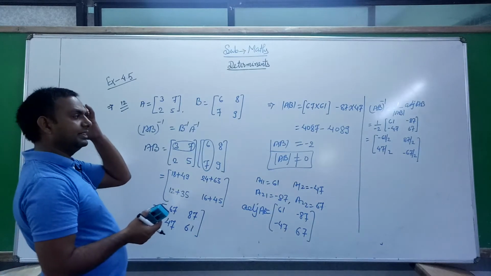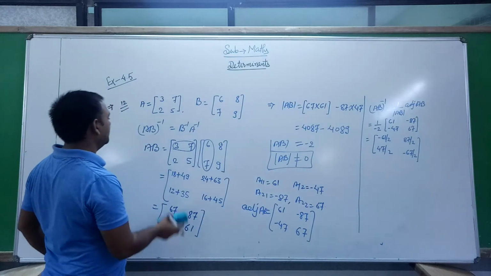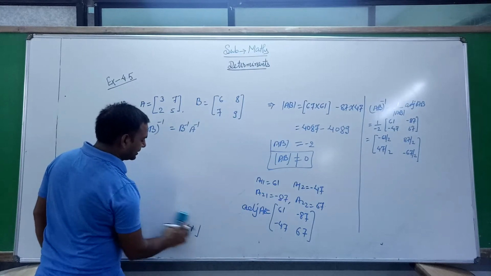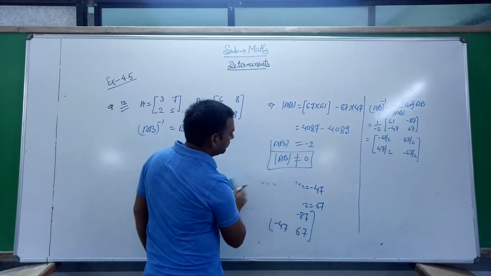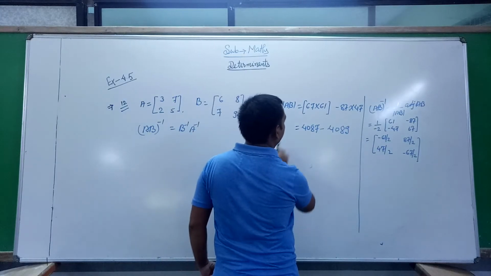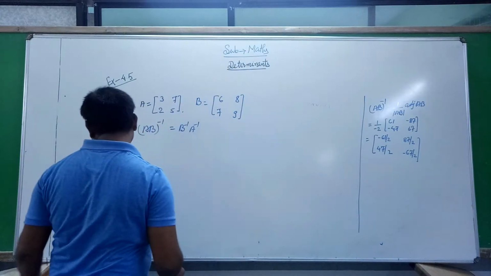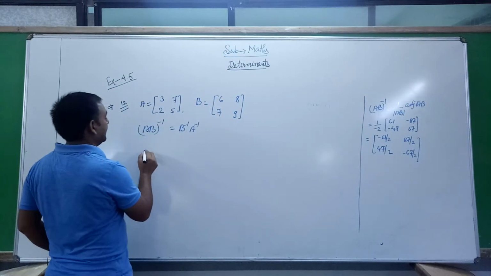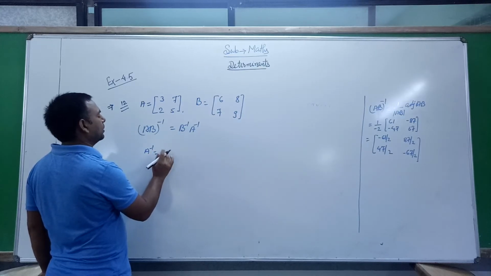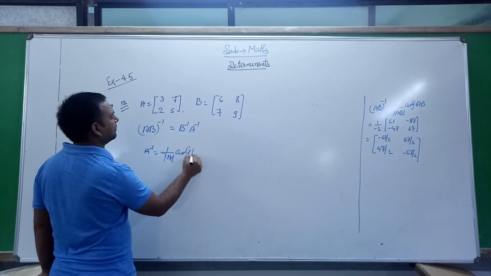After that, you can find A inverse and B inverse. So we are solving the problem for A inverse and B inverse. First, I find the value of A inverse and B inverse, how we can solve these questions. You see that A inverse is equal to 1 upon mod A and adjoint of A.